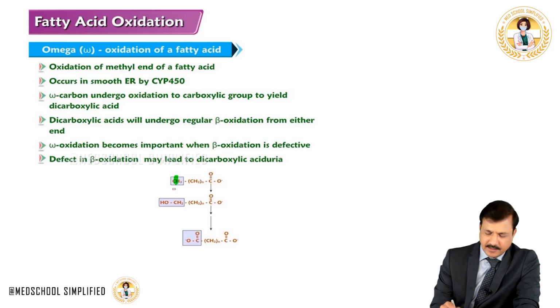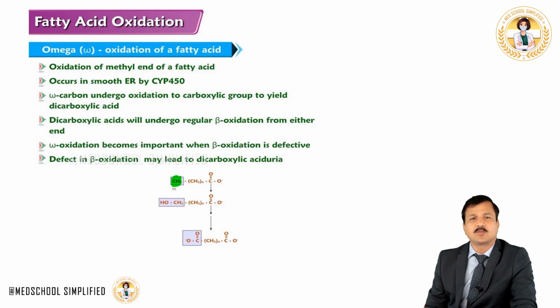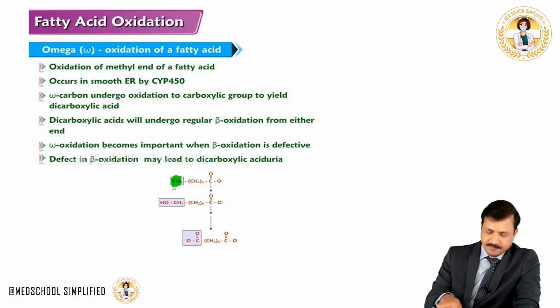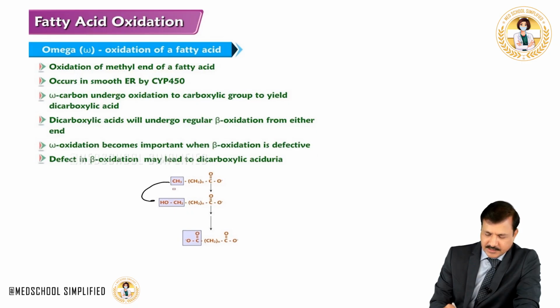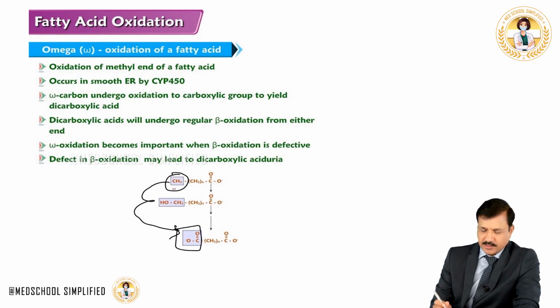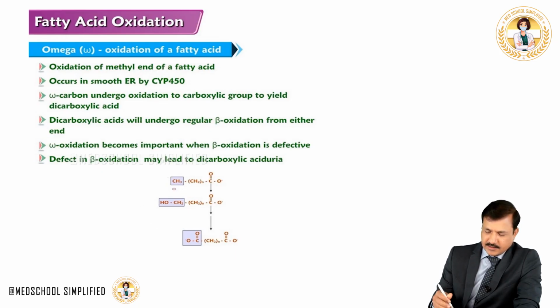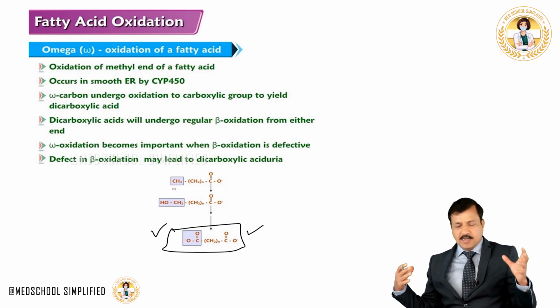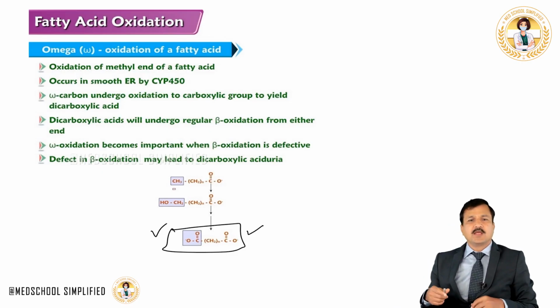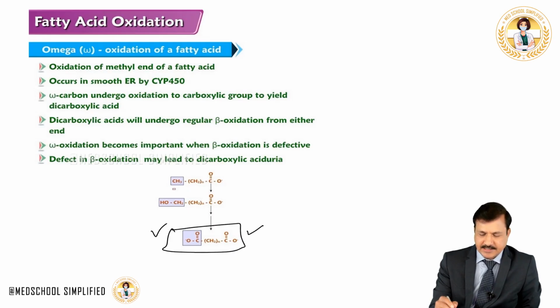So the methyl end here will be oxidized into a carboxyl carbon. So basically the methyl group will be oxidized into a carboxyl group, as shown in the figure. As you see, the methyl group is converted into a carboxylic group. So once that happens, at the end there will be an organic molecule which will have 2 carboxylic groups on either side. Right side there is a carboxyl group, left side also there is a carboxyl group. That's why the product of omega oxidation is dicarboxylic acid.